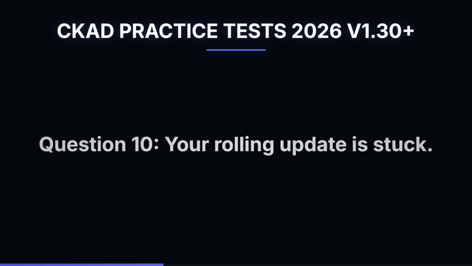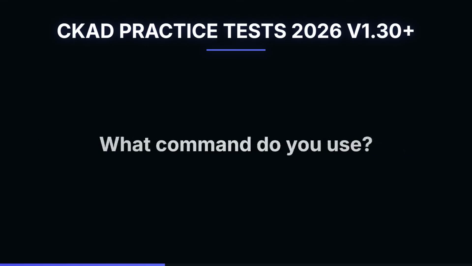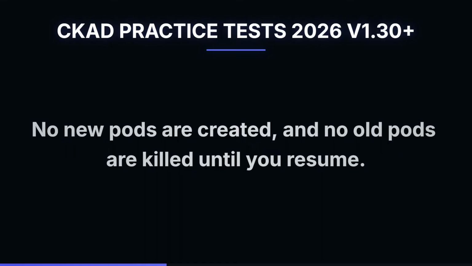Question 10. Your rolling update is stuck. You want to pause it to investigate. What command do you use? Answer: kubectl rollout pause deployment <deployment name>. Explanation: This freezes the update process. No new pods are created, and no old pods are killed until you resume.